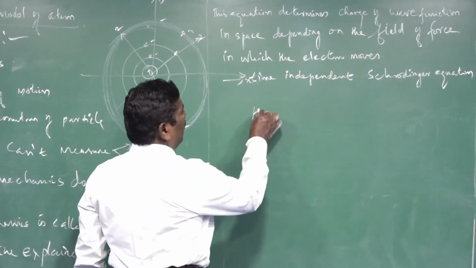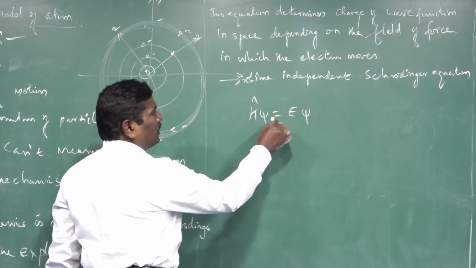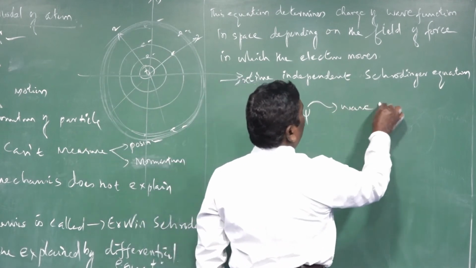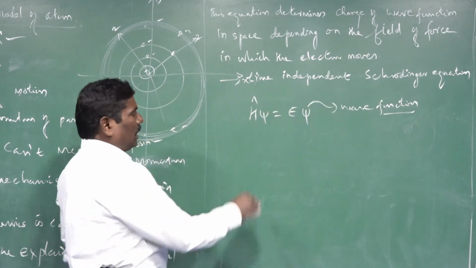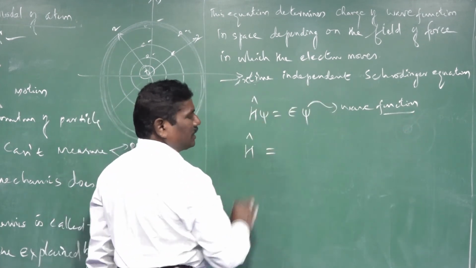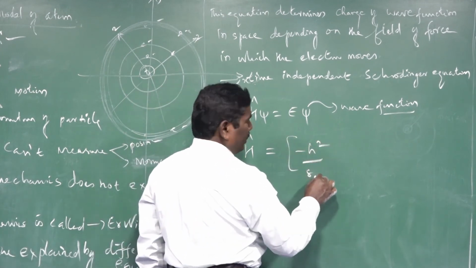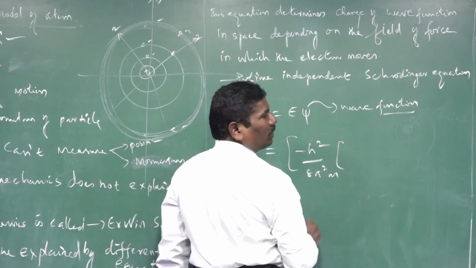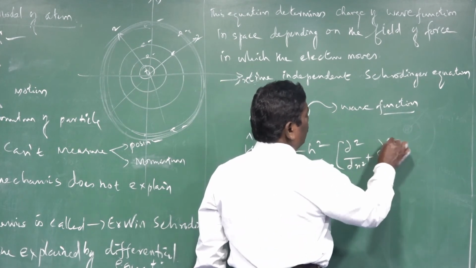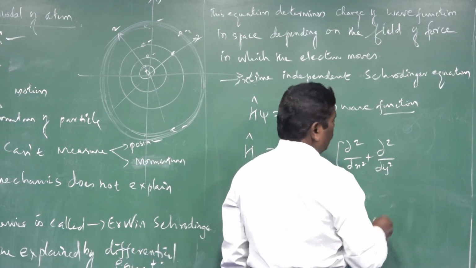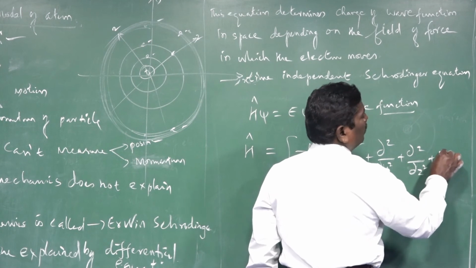He gave one equation: Ĥψ = Eψ. The ψ values explain the wave functions. The derived value of Ĥ is Ĥ = −h² divided by 8π²m into (∂²/∂x² + ∂²/∂y² + ∂²/∂z²) plus V.